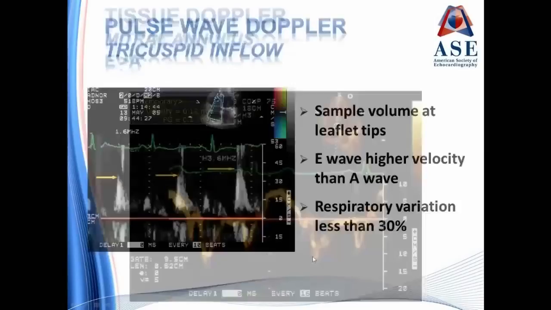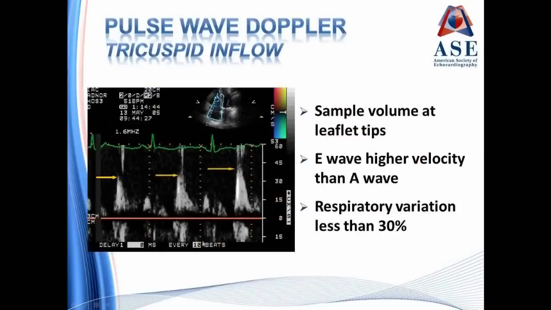You can also pulse the tricuspid valve, and the measurements are the same. We see that there's an E wave and then an A wave. There is normally some respiratory variation of the tricuspid valve velocities. You see one here. As the patient breathes, the velocity changes, but the variation in peak velocity shouldn't be more than 30%.